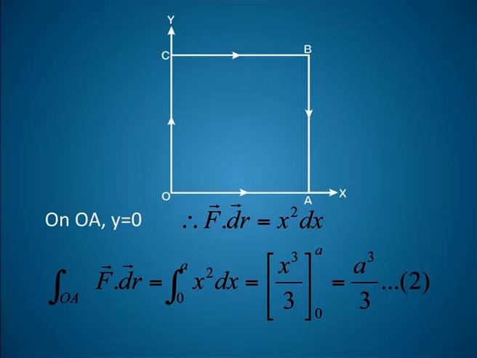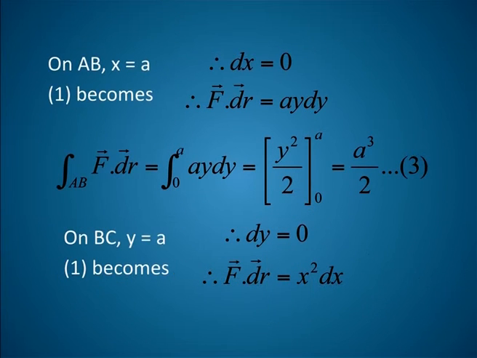On OA, the first part, y is equal to 0. Therefore, f dot dr becomes x square dx only and the integration of f dot dr along OA becomes integral 0 to a of x square dx, that is equal to x cube by 3 from 0 to a, that is a cube by 3.